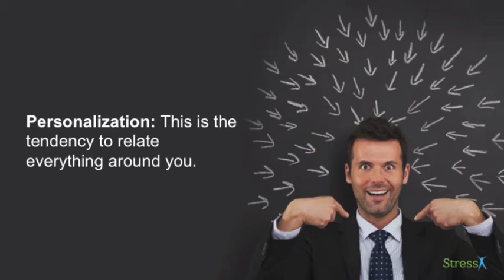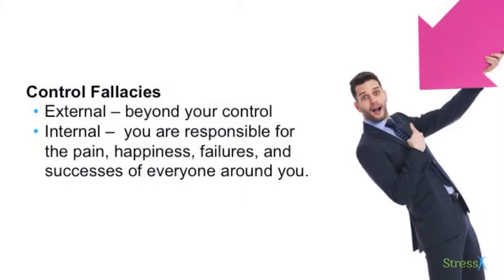If you come out better, you get a moment's relief. If you come up short, you feel diminished. The basic thinking error is that you interpret each experience, each conversation, each look as a clue to your worth and value. Control fallacies. There are two types of control fallacies: externally controlled and internally controlled.